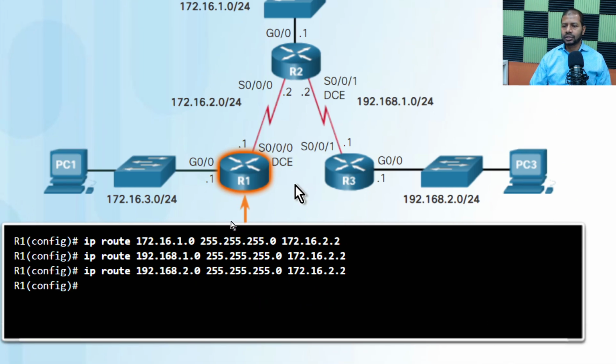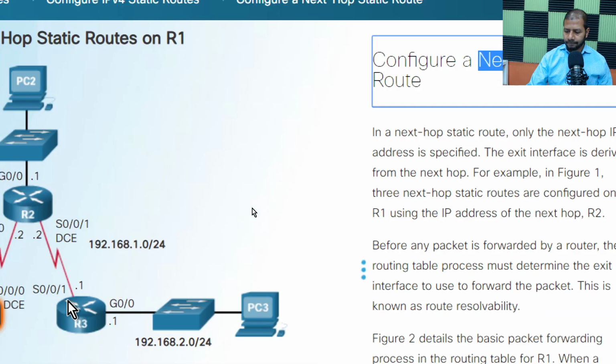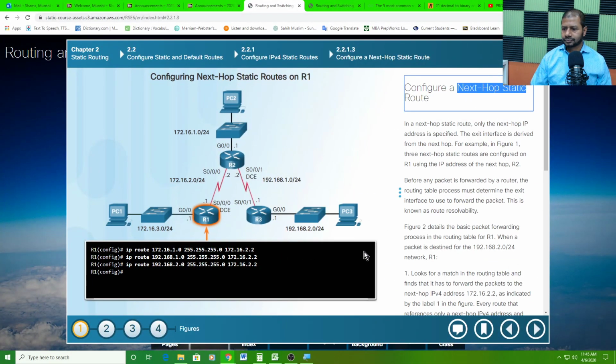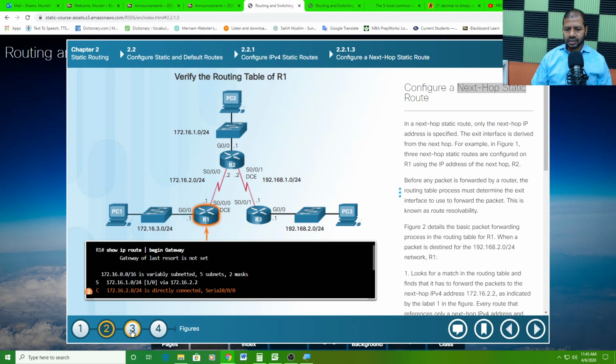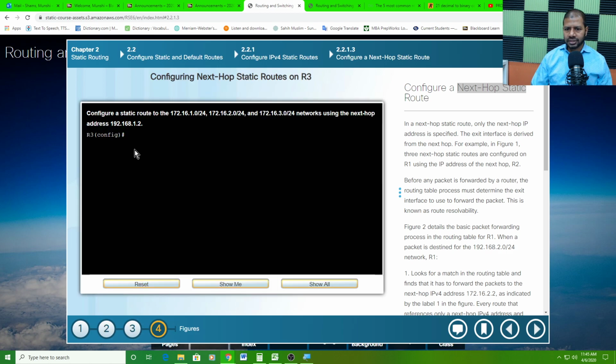You did not say get out through the S0/0 interface. You did not specify an exit interface. You only specified the next hop router's IP address. This is one of the ways to write a static route. I'm not going to go over the same thing. You can practice it by yourself, typing those commands. If you don't know how to do it, just click on Show Me, and it's going to tell you exactly how to write it. So it's no worries.